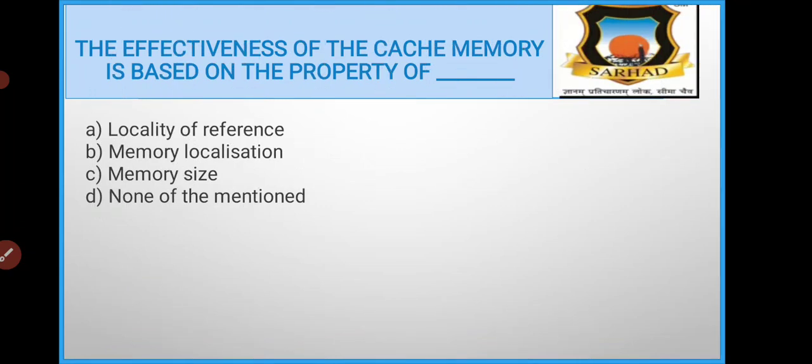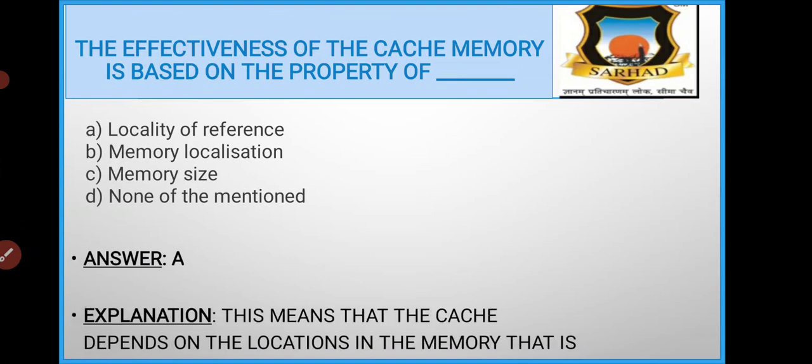Now question number 10. The effectiveness of the cache memory is based on the property of dash dash. Option A, locality of reference. Option B, memory localization. Option C, memory size, and option D, none of the mentioned. So the correct answer is option A, locality of reference.